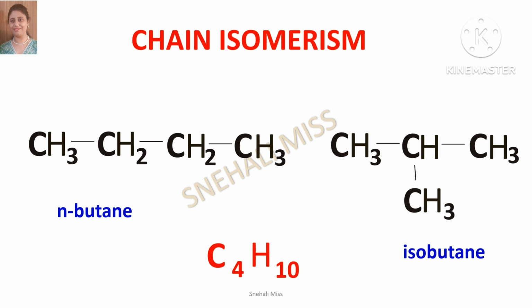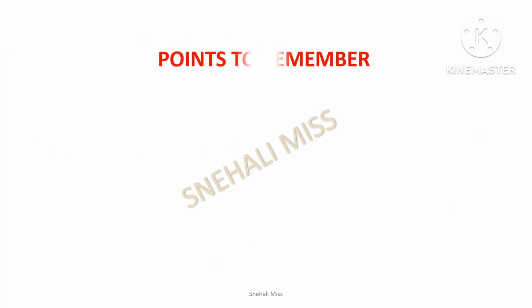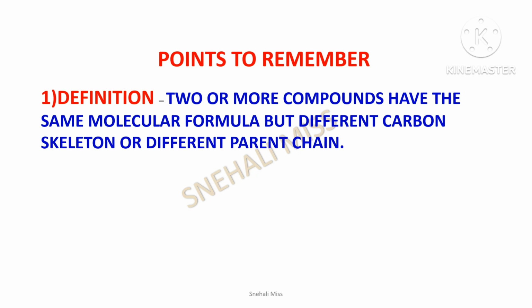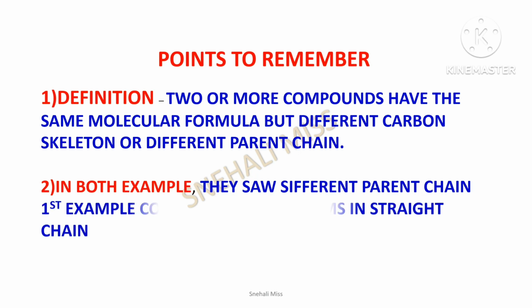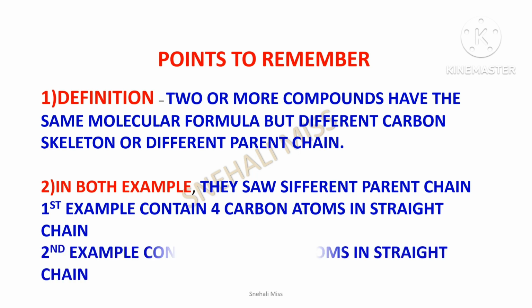So here are your points. First is the definition: two or more compounds having the same molecular formula but different carbon skeleton or different parent chain. While the second one is what? The key: they show different parent chain. It means your first example shows 4 carbon atoms in a straight chain, while your second example contains 3 carbon atoms in a straight chain.